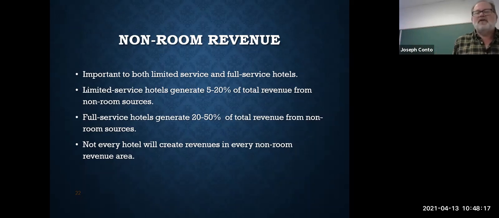And just know that this is absolutely true. 20 to 50% of your total revenue comes from non-room sources in a full service hotel. But in a limited service hotel, only about 5 to 20%, simply because there's less opportunity in spending money outside the room if there are fewer amenities, right? Fewer things to buy.